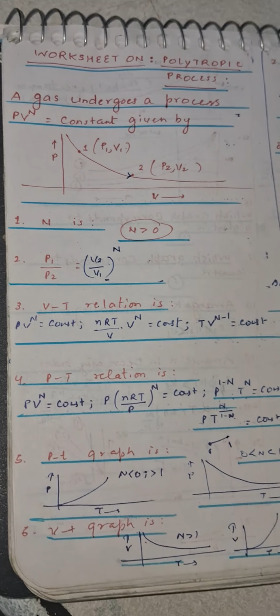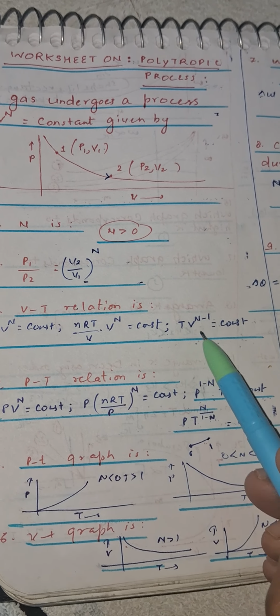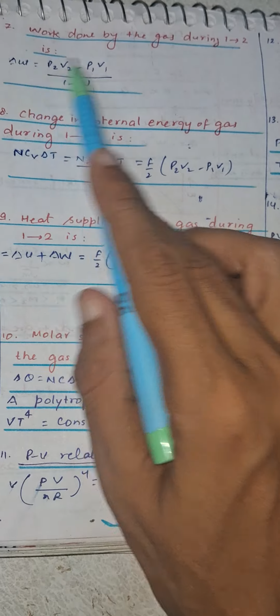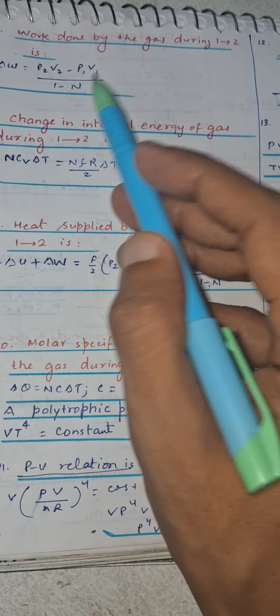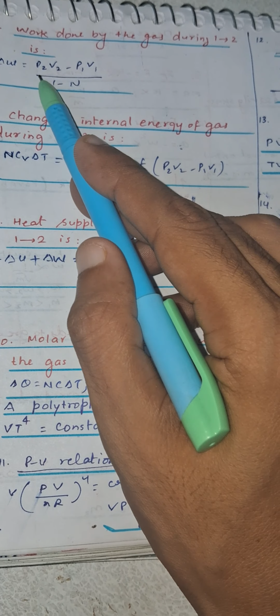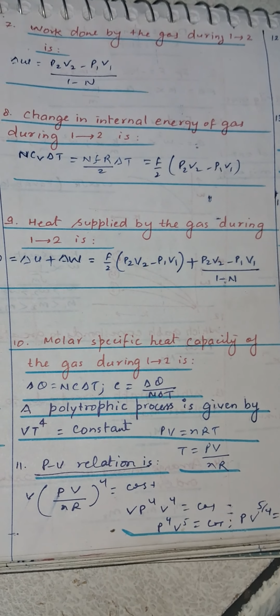Regarding volume and temperature, because here the proportionality is like this, so these are the possible graphs. Next question is work done by the gas during 1 to 2. So work done, we know that it's integration of PdV, and using the result we can say that (P2V2 minus P1V1) by (1 minus n).